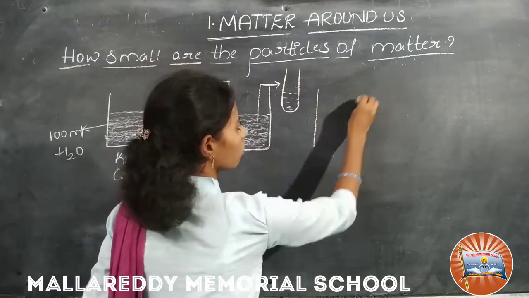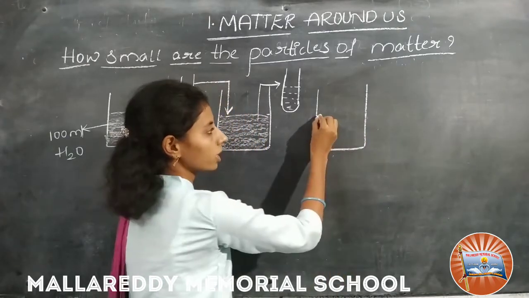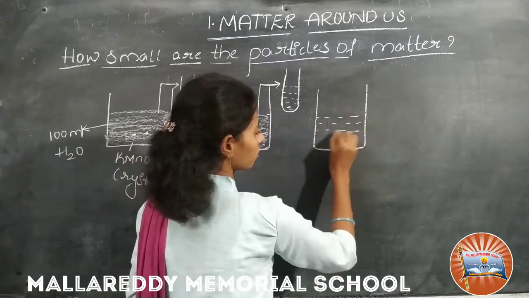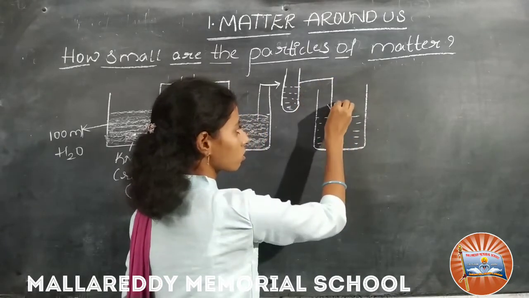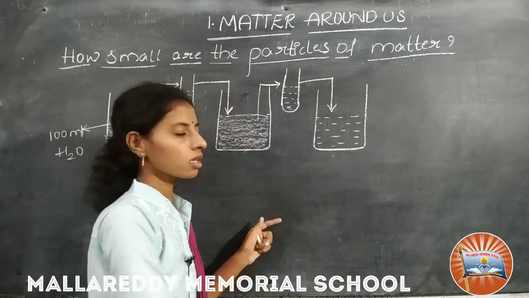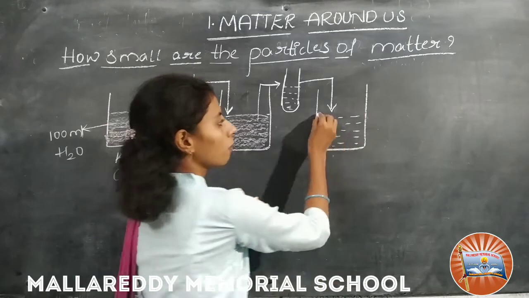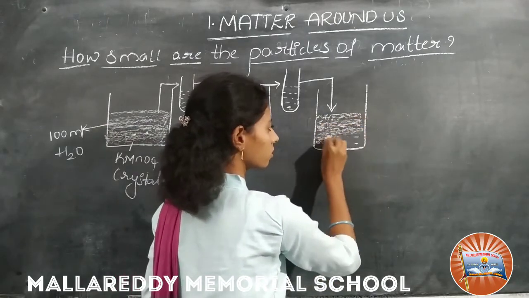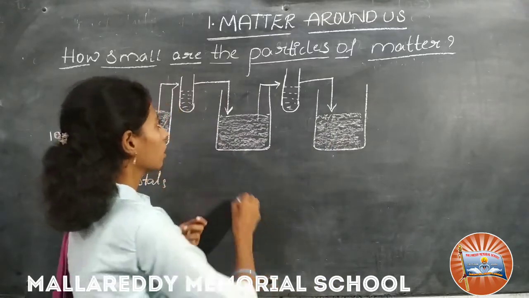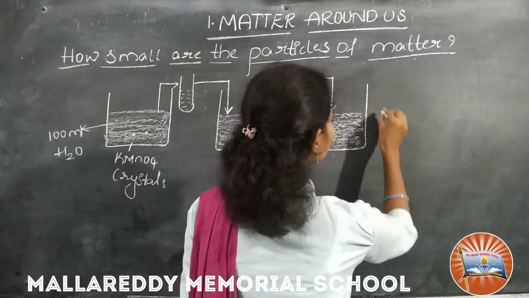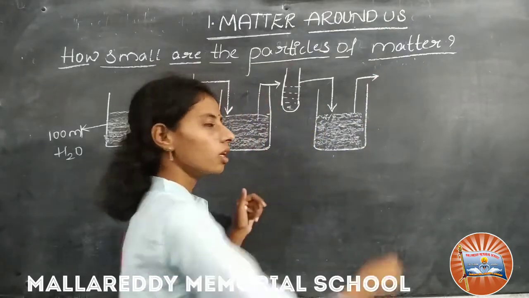Now one more beaker we have to take, in this also we have to take 90 ml of water again. Now add this 10 ml of pink color solution to this. Now it is 100 ml of solution. Again this is also pink in color. This solution also turns pink. Now again we have to take 10 ml of water into a test tube.